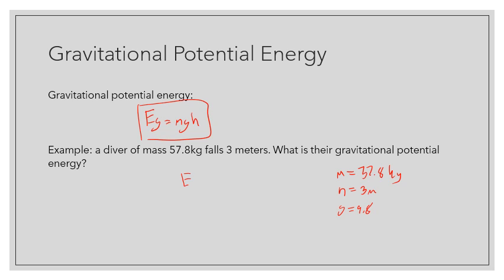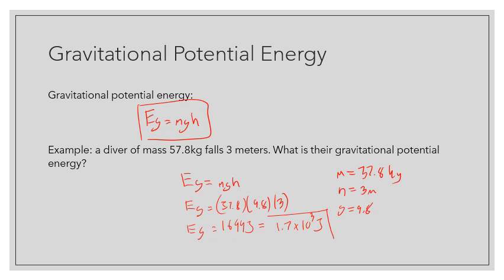So Eg is equal to mgh. Eg is equal to 57.8 times 9.8 times 3. So Eg is equal to 1,699 joules. That's also equal to 1.7 times 10 to the 3 joules if we're using scientific notation.